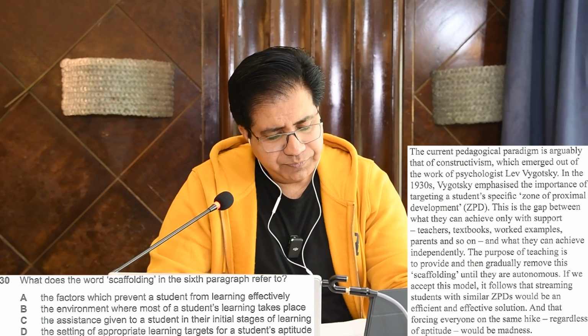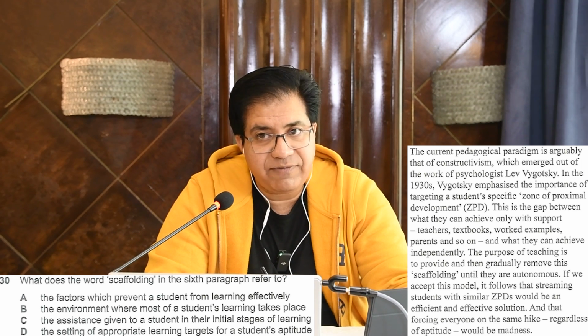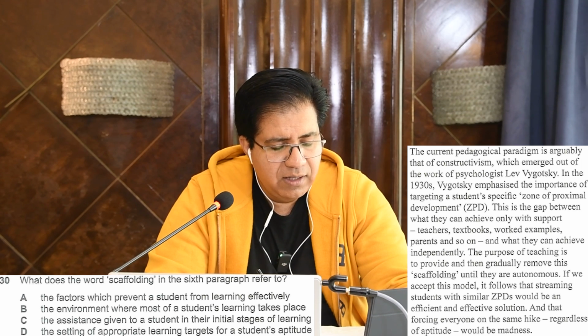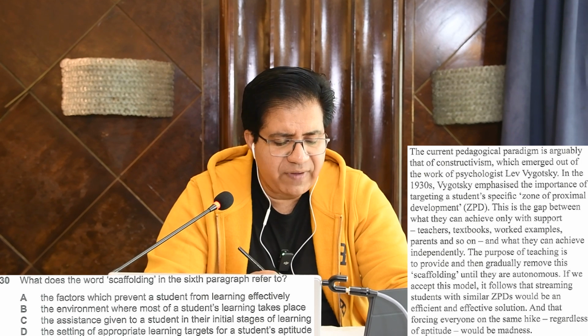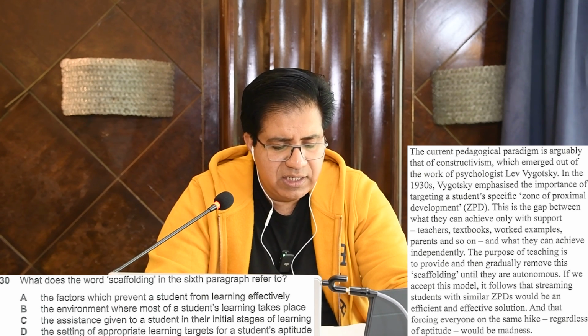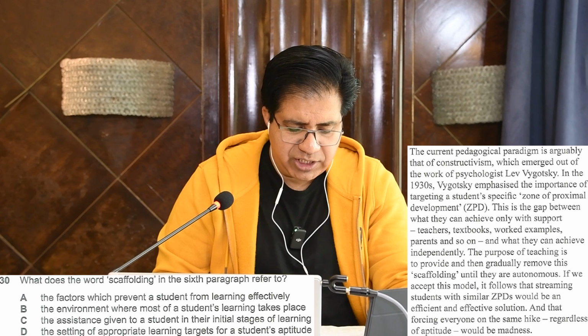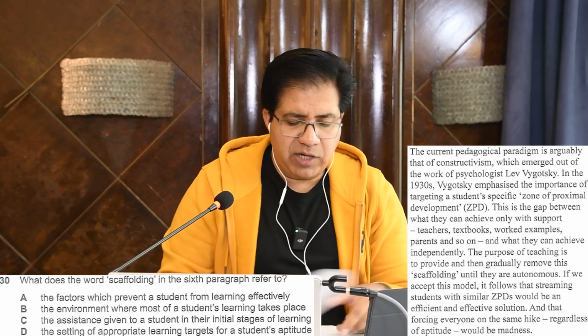So let's go back. Option A, factors which prevent a student from learning effectively. Option B, environment where most of the students' learning takes place. No. Option C, assistance given to a student in their initial stage of learning. And option D, setting of appropriate learning targets for a student's aptitude. Let's go back. The purpose of teaching is to provide and then gradually remove this scaffolding until they are autonomous. Okay, now yeah, it's actually going to be option C.